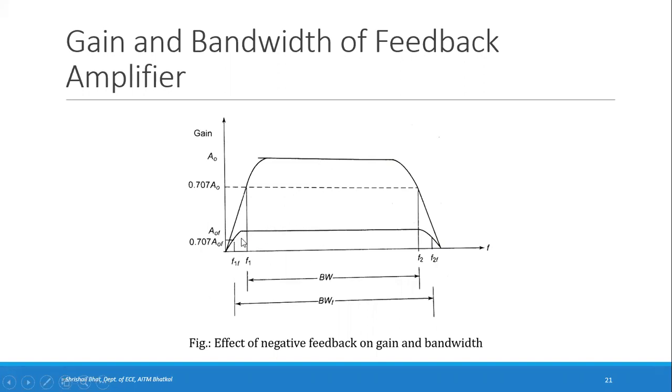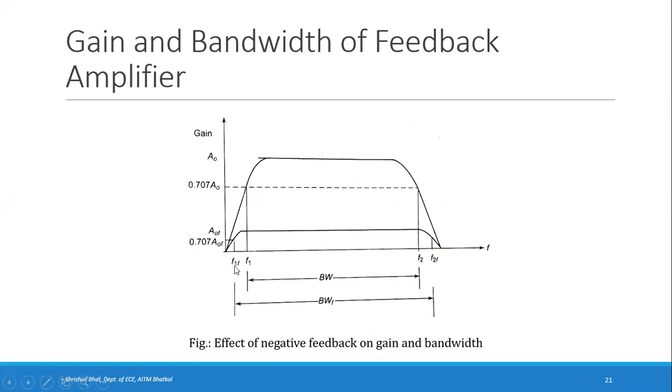This is less. So if you find 0.707 of that, it will be still lesser. It will come somewhere here. At this particular point where it meets, you drop a perpendicular here and here. This will be the lower frequency F1 with the subscript F. This is F2 with a subscript F to indicate that it is with feedback. The range from F1F to F2F is the bandwidth with feedback, BWF, that is F2F minus F1F.